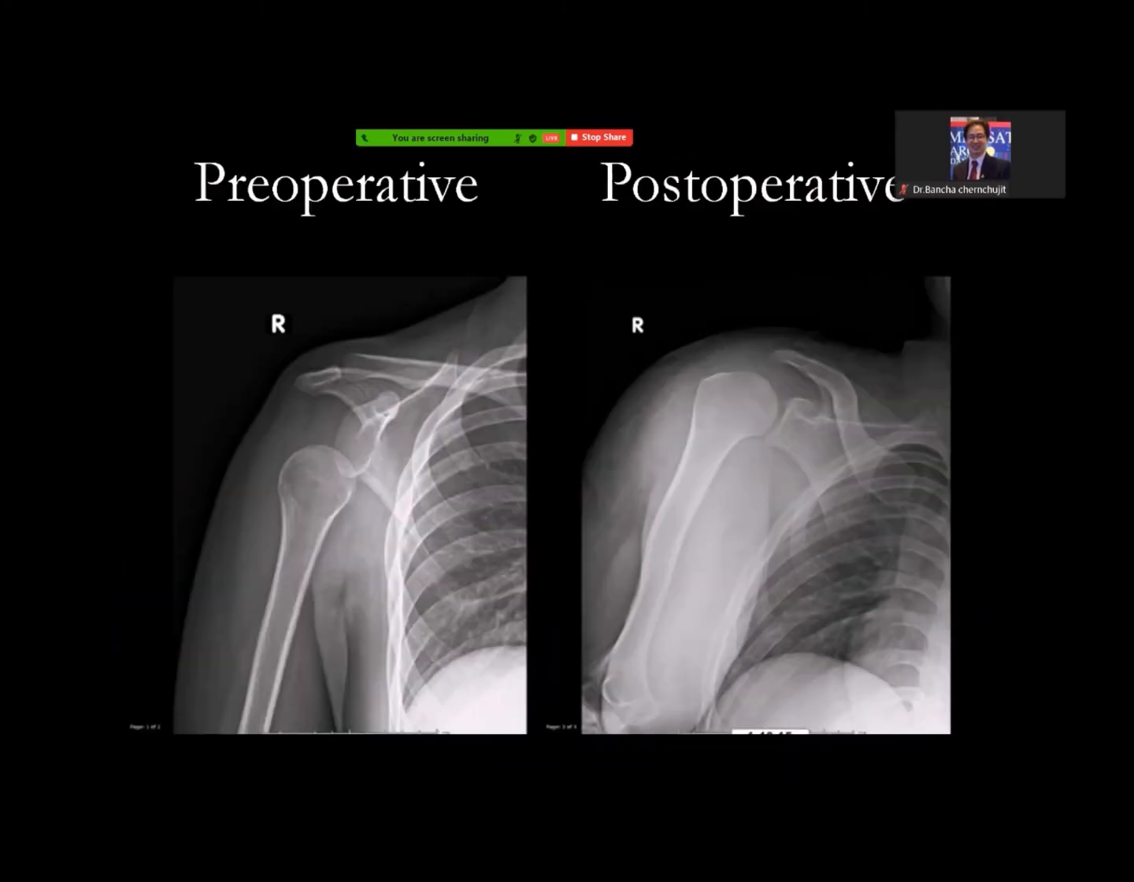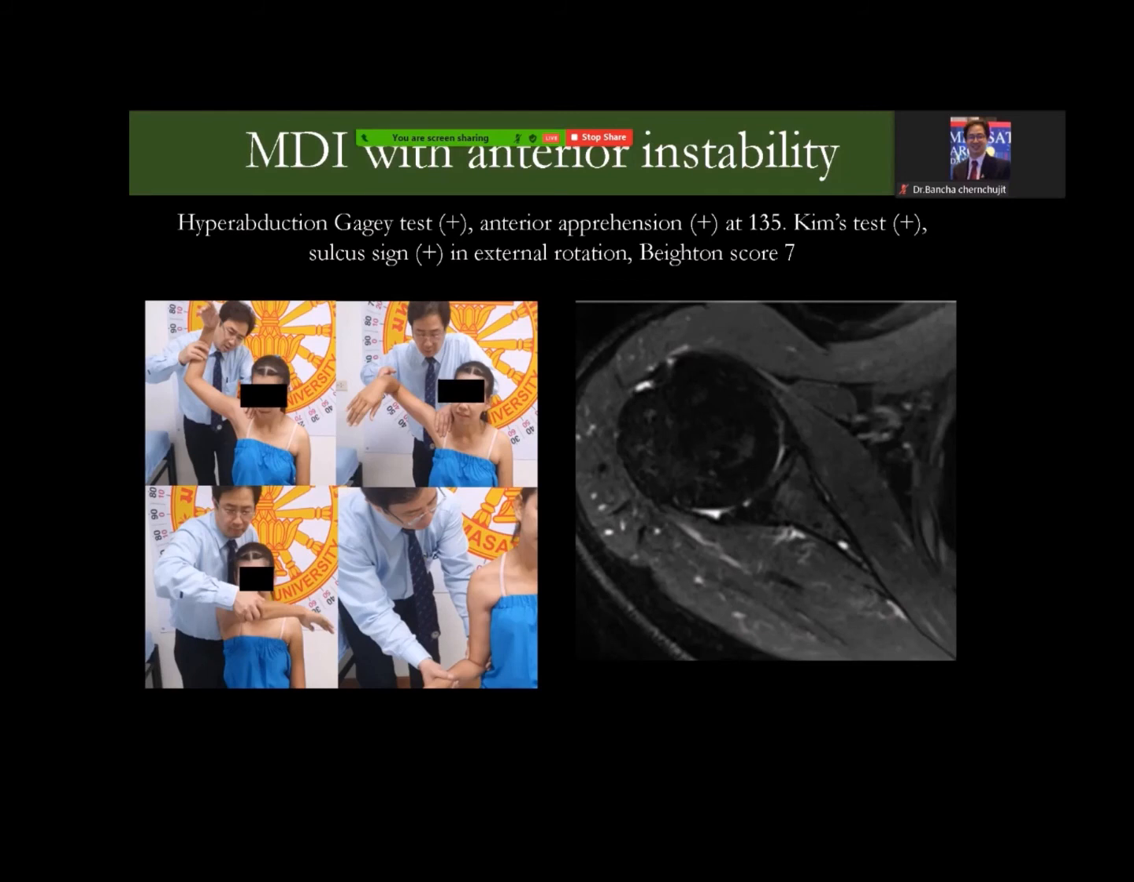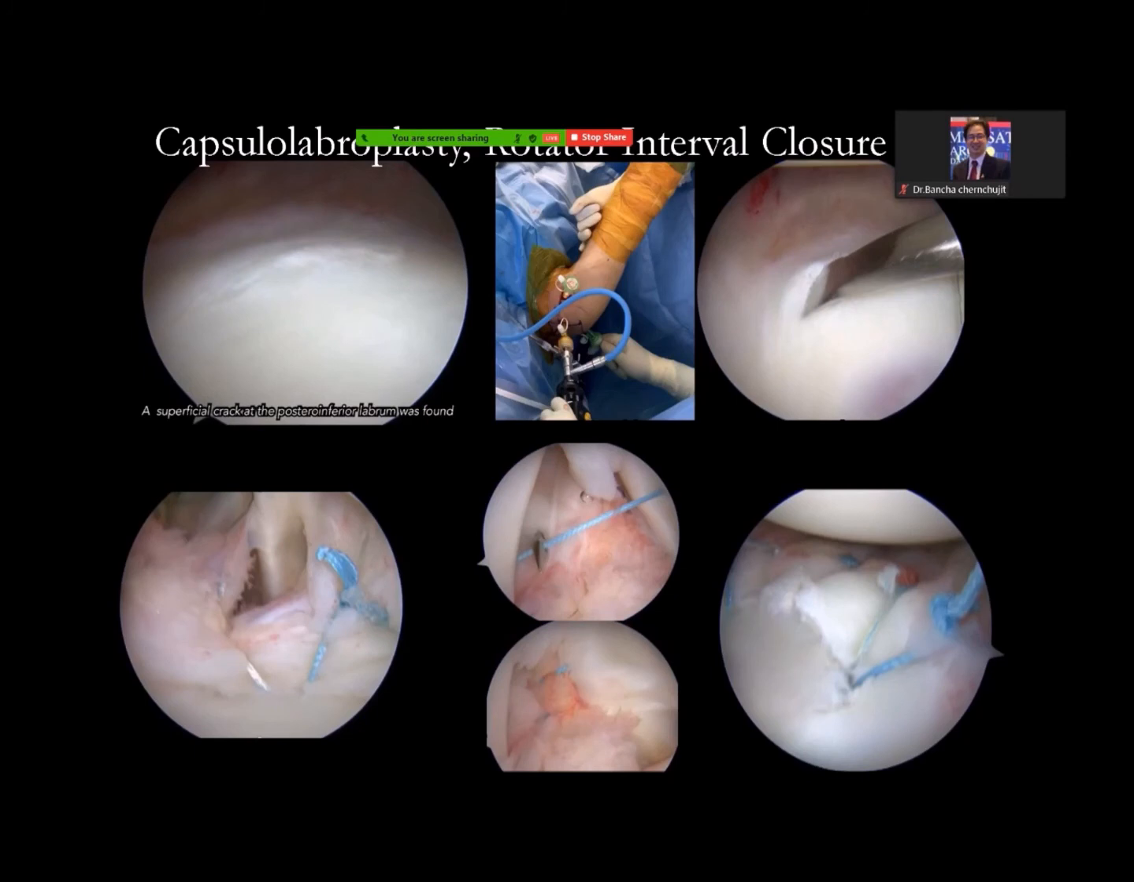So this is the MDI without labral tear. This patient has MDI with anterior instability. The patient has a painful hyperabduction test, anterior apprehension positive, Kim positive, sulcus sign positive, and Beighton score is 7 out of 9. So we did the same way. We call this the capsuloplasty, and closed the rotator interval also.